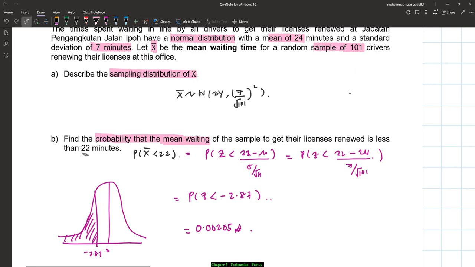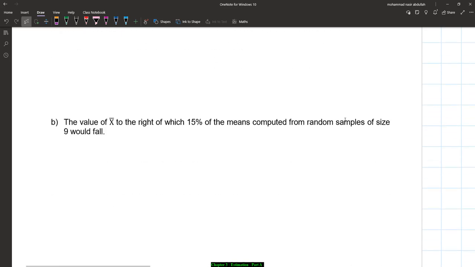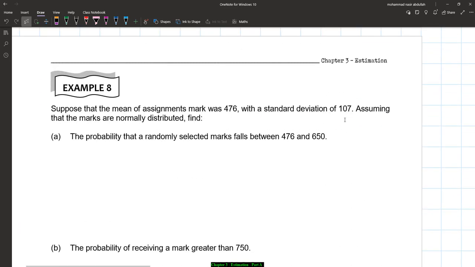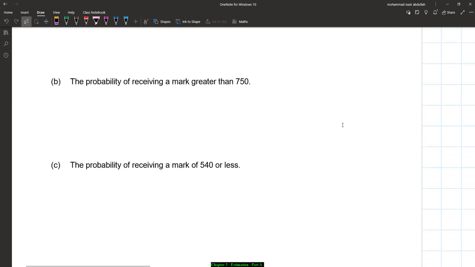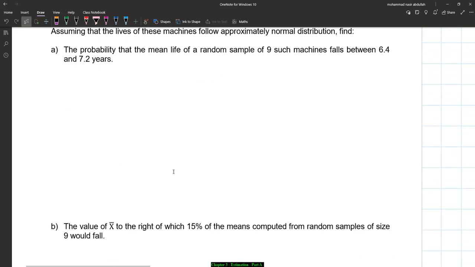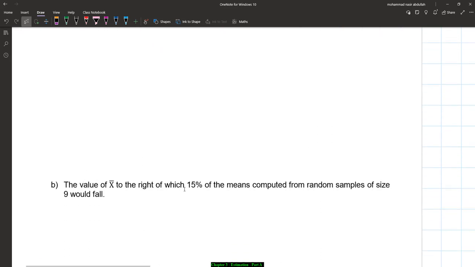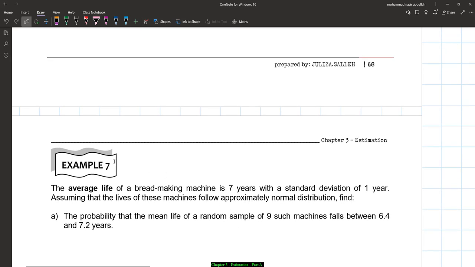Very simple. Basically, this is a simple example. Example number 7 is quite complicated. Example number 8 is also quite complicated. And this is a straightforward example. This one, example number 7B, is applying example number 3. We apply the knowledge from example number 3 to example number 7B. Same thing, easy.